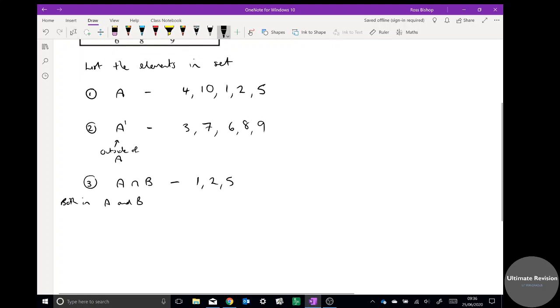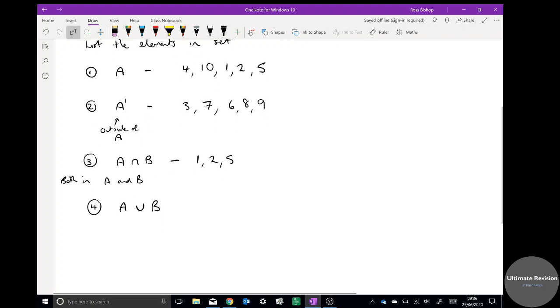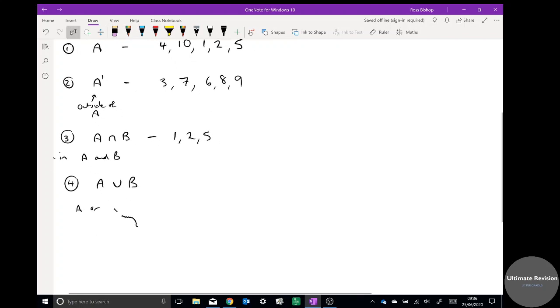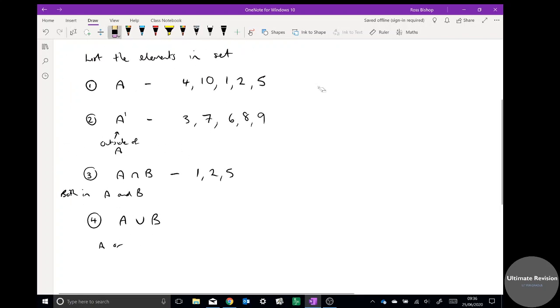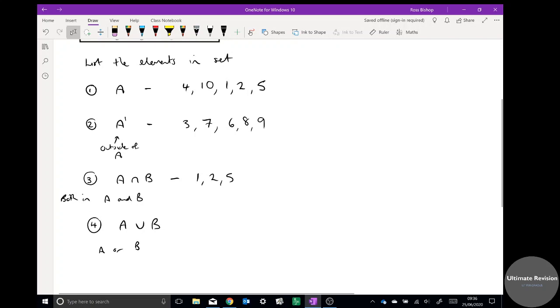Okay. Right, you might now also need to know what A union B is. So the elements in A or B. This is A or B, or both. Okay. So A or B or both.